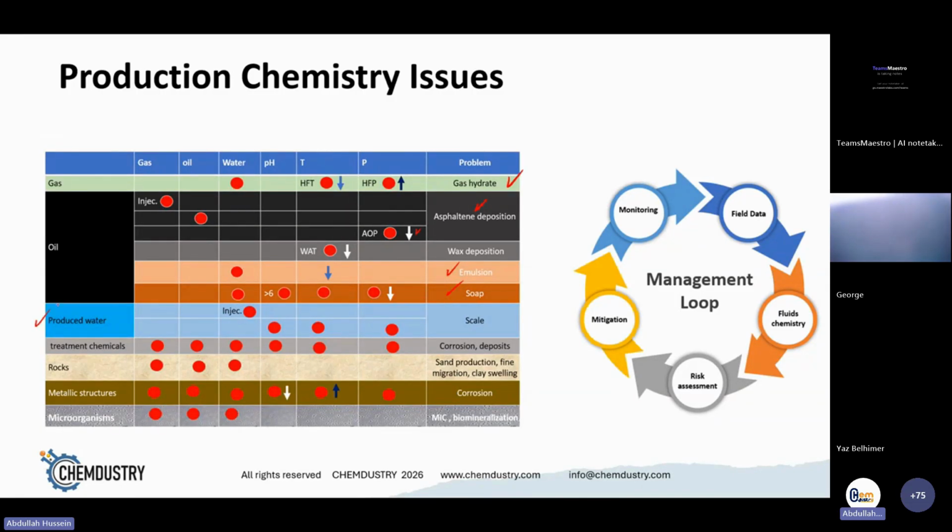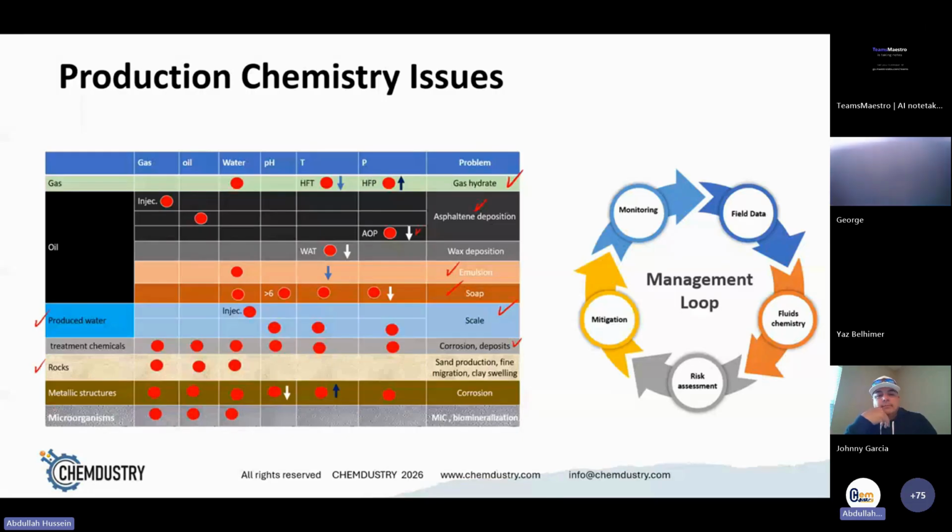Another phase, the produced water. Different waters can react with each other if they are incompatible to give you scale, or the water can be called self-scaling if changes in pressure, temperature, and pH induce scale deposition. Another phase, the treatment chemicals. We inject them to manage the issues in the system, but sometimes they can be incompatible, or we might overdose or underdose them, and these can trigger either corrosion or deposition issues in the system. Another phase, the reservoir rocks. These can react with the different phases in the system and induce sand production, fines migration, clay swelling, and many other formation damage issues.